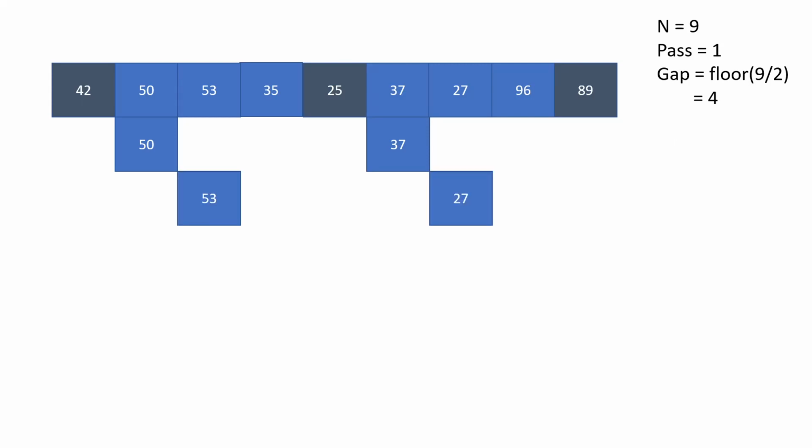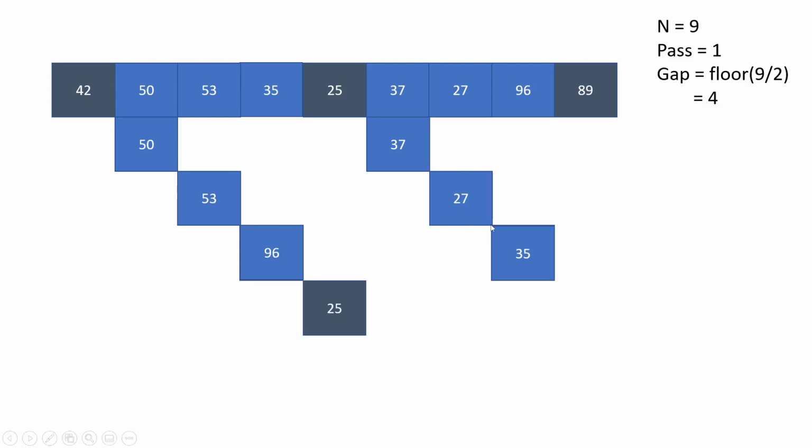Next, 53 and 27. 53 is bigger, so 53 will remain the same and 27 will remain the same. 35 and 96. Since 96 is bigger than 35, and we are sorting in descending order, 96 and 35 will switch position. And 96 will be in front, 35 will be behind.